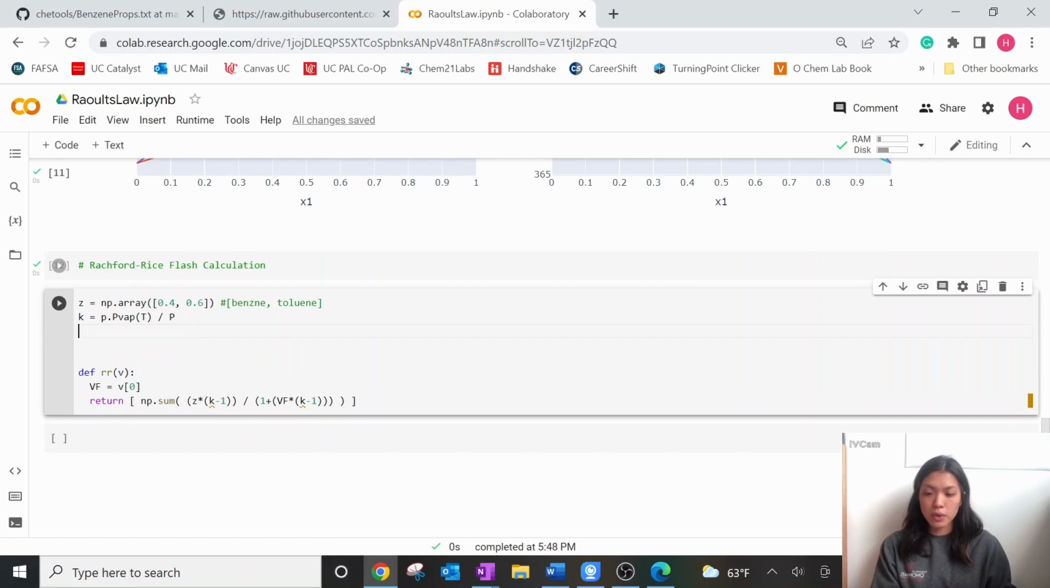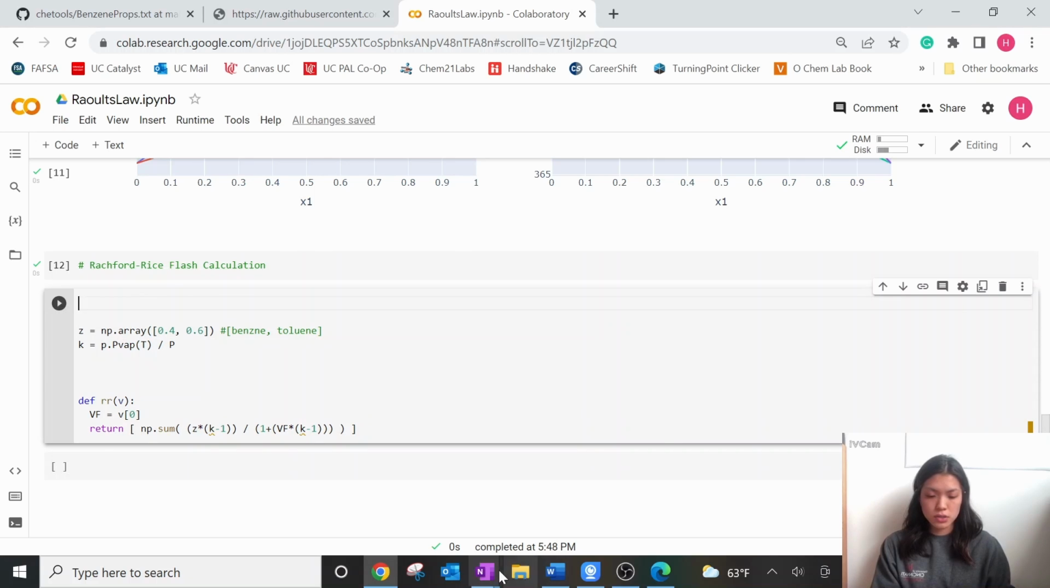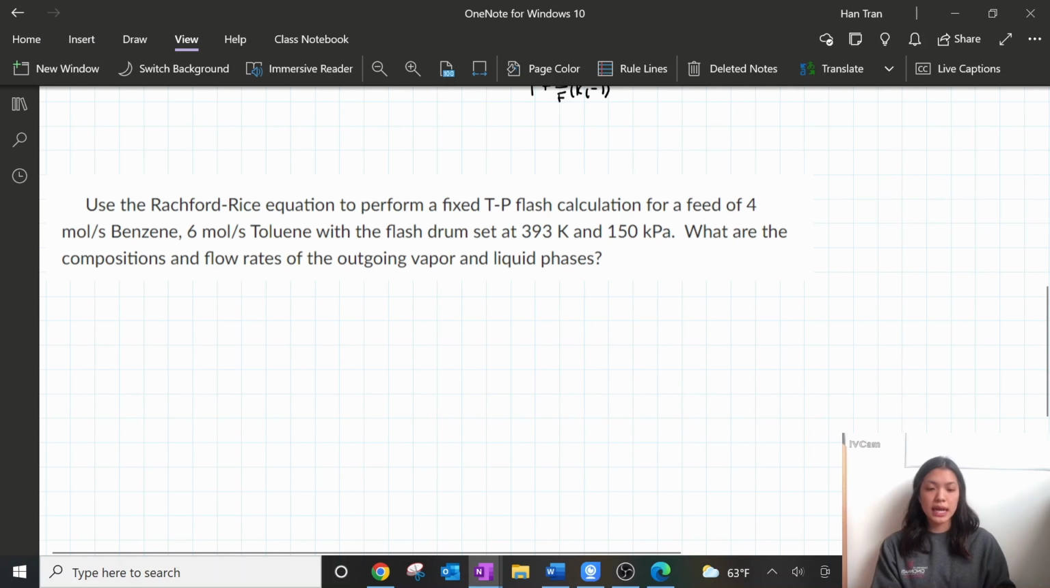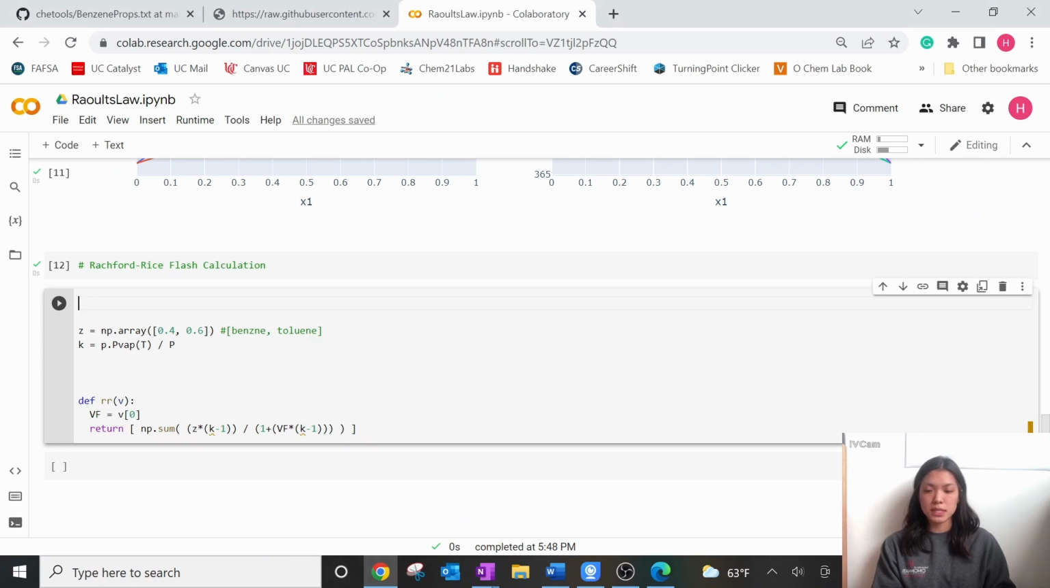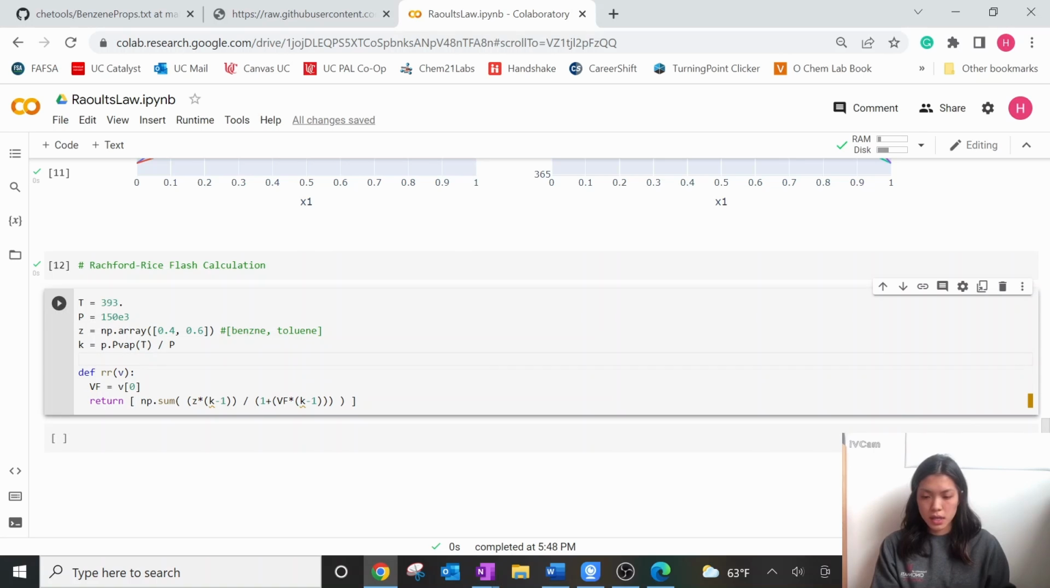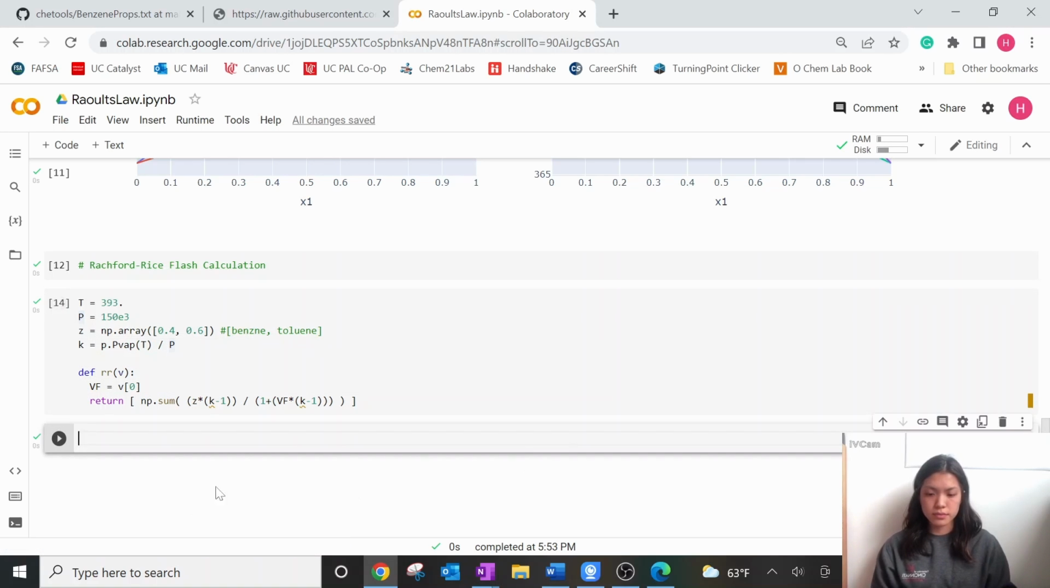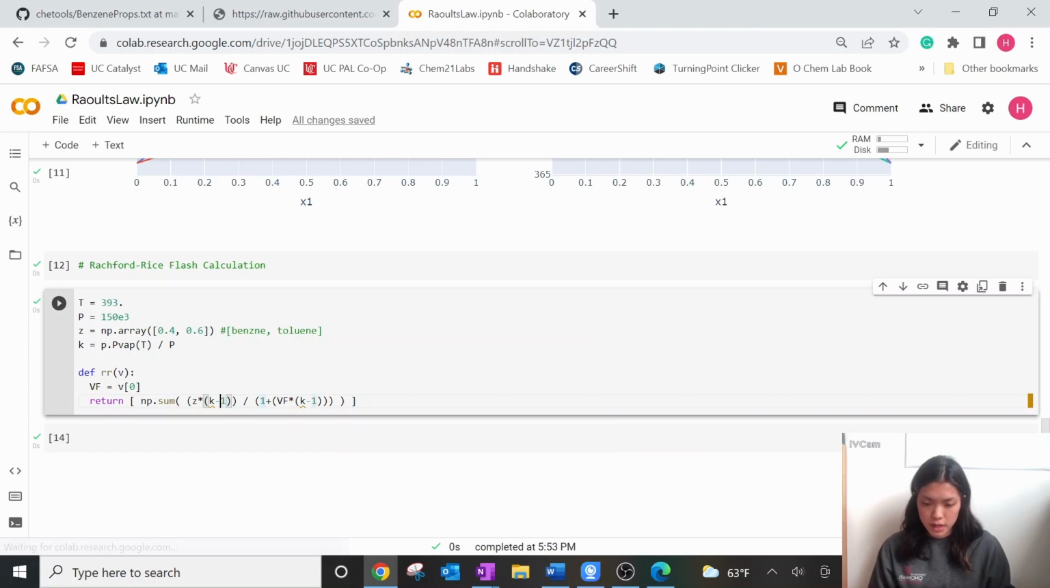And so now what we need is the temperature and the pressure. Well, those are set values that we are given. So we are given that the temperature is 393 Kelvin and the pressure is 150 kilopascals. So the temperature is 393 and the pressure is 150 kilopascals. And so now we have our terms defined.